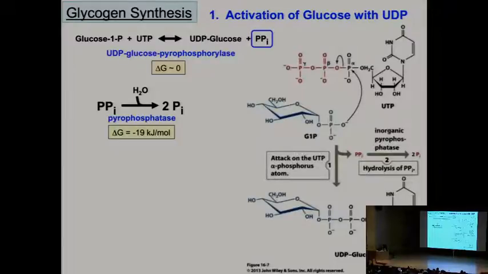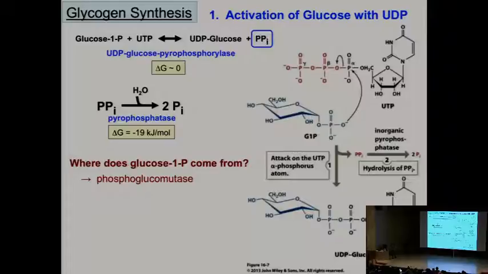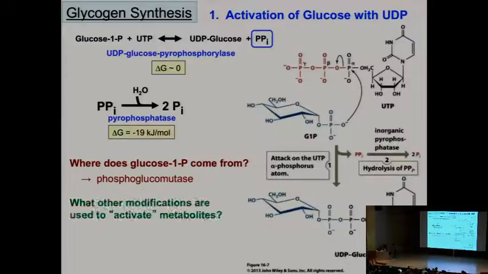So that is awesome. Where do we get this glucose 1-phosphate? Initially, it has to come from somewhere, right? Anybody have ideas? I already told you the answer. It's phosphoglucomutase. Remember, it can work in reverse. It doesn't just convert glucose 1-phosphate to glucose 6-phosphate, but if there's high glucose 6-phosphate, it can be used to make glucose 1-phosphate.